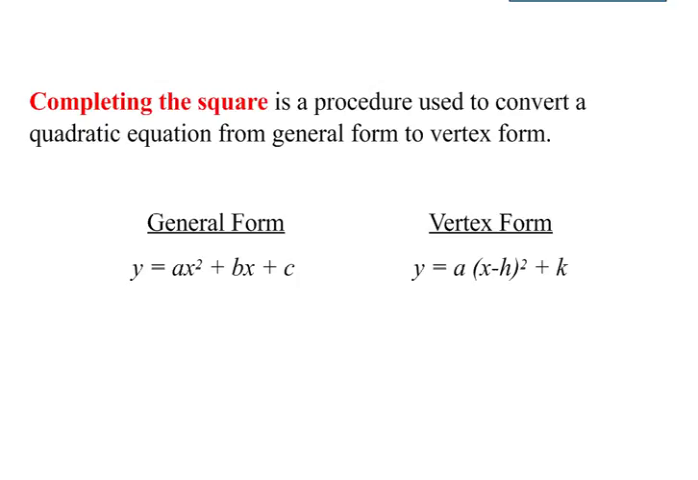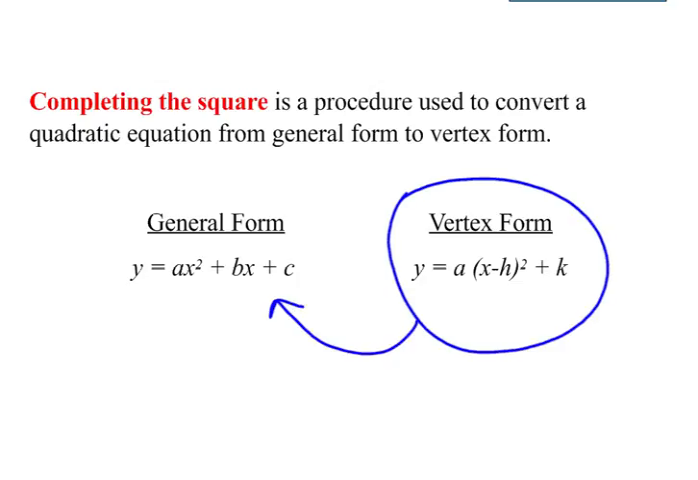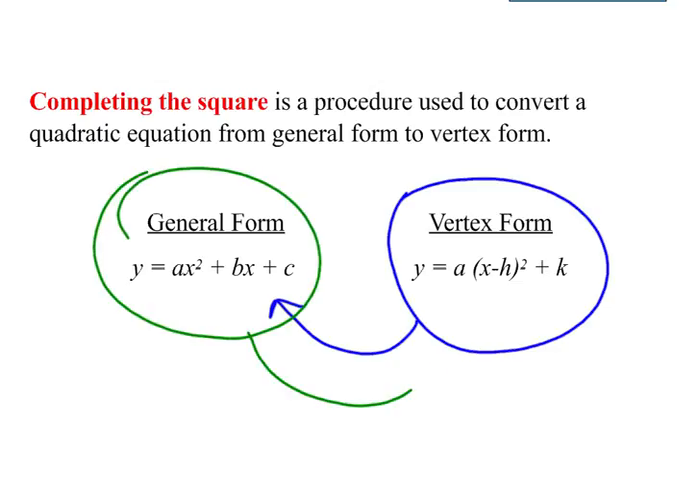Now on last night's homework, you had problems that started in vertex form, and you had to convert them to general form. Completing the square will give you a means of starting in general form and going to vertex form. So we're going the exact opposite direction. How? By completing the square.